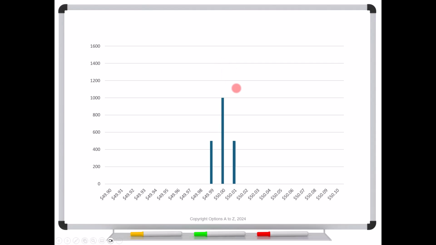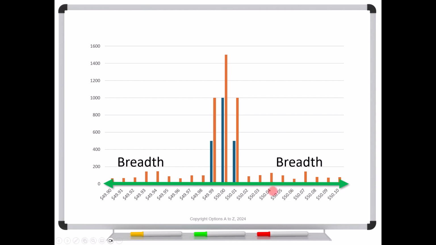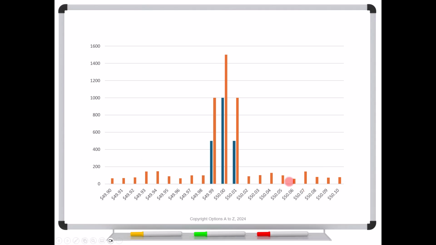If we saw another stock, let's say stock B, that might have the same prices but might have these numbers of shares, then that stock would have more depth. If we had something like this, now we're starting to get breadth. Remember, breadth is left to right, or how wide is this market? In this instance, we've got some breadth. We have some pretty good depth here in the center. We just don't have a lot of depth.